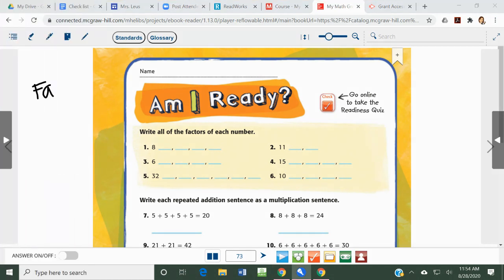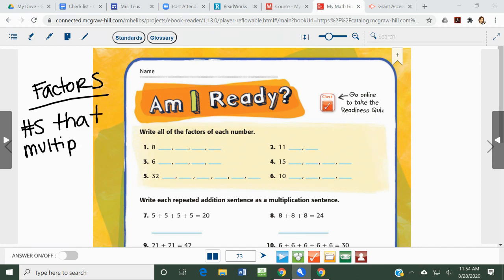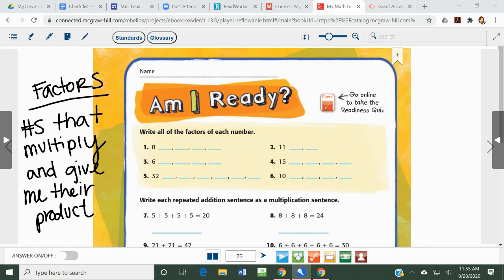Factors are numbers that multiply and give me their product. So what the heck does that mean? Well, what numbers multiply together and give me an 8?